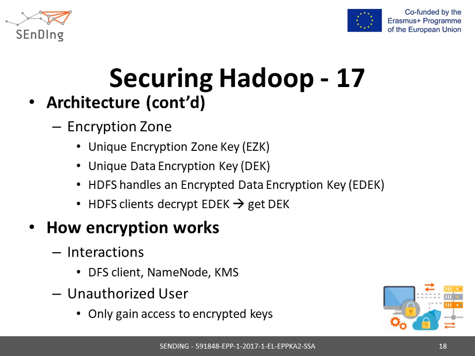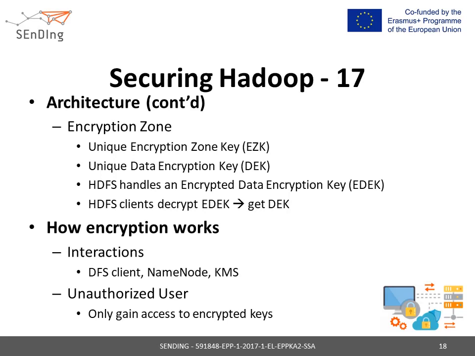When reading a file within an encryption zone, the name node provides the client with the file's EDEK and the encryption zone key version used to encrypt the EDEK. The client then asks the KMS to decrypt the EDEK, which involves checking that the client has permission to access the encryption zone key version. Assuming that is successful, the client uses the DEK to decrypt the file's contents.